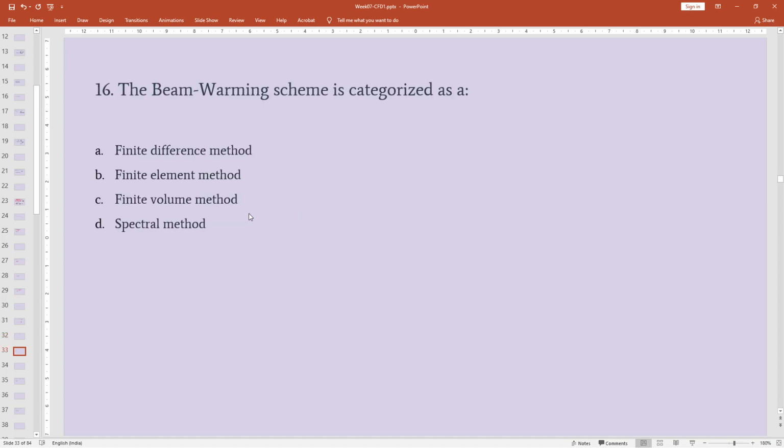Next question is on the Beam-Warming scheme. The Beam-Warming scheme is categorized as which of the following methods? Option A, finite difference method. Option B, finite element method. Option C, finite volume method. Option D, spectral method. A similar kind of question we saw for the McCormack scheme also. So here the question is for the Beam-Warming scheme. Which kind of scheme is the Beam-Warming scheme? Is it a finite difference method? Is it a finite element or finite volume method? You can input your answers.